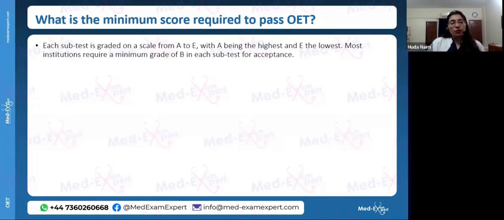Then about the scores that you require to pass the OET. The lowest score is the E grade and the highest is the A grade. Most institutions require a minimum of B grade. But for nursing and for the other specialities, they might have a lower threshold. For most of the specialities and for most of the countries and professional bodies, you do require a grade B, and that is a score of 350 or above.